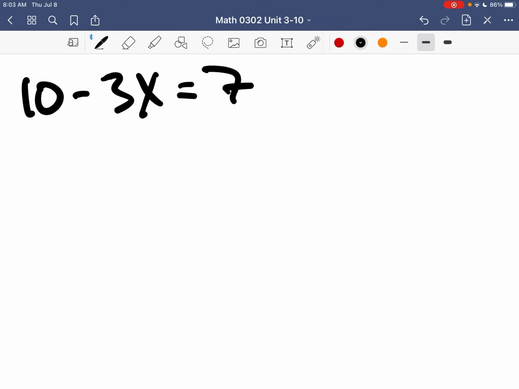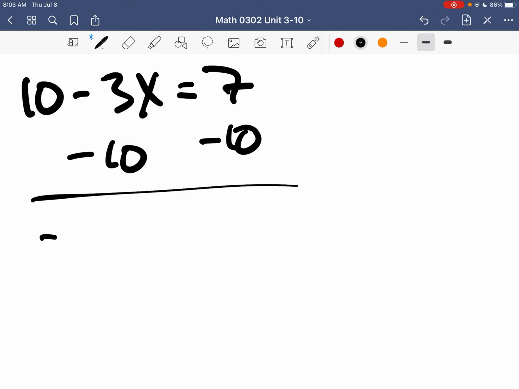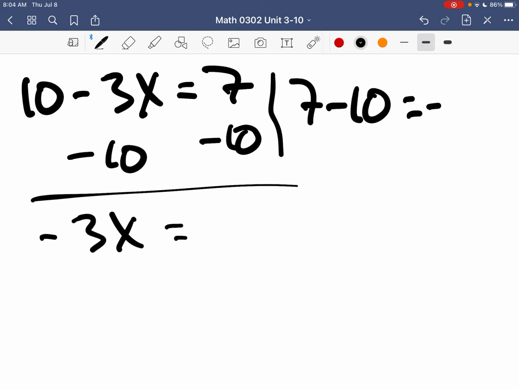First thing we're going to do is use the subtraction property to get rid of the number 10 from both sides of the equation. So, minus 10 here. The resulting equation is minus 3x is equal to, on the right-hand side, 7 minus 10, which is minus 3.